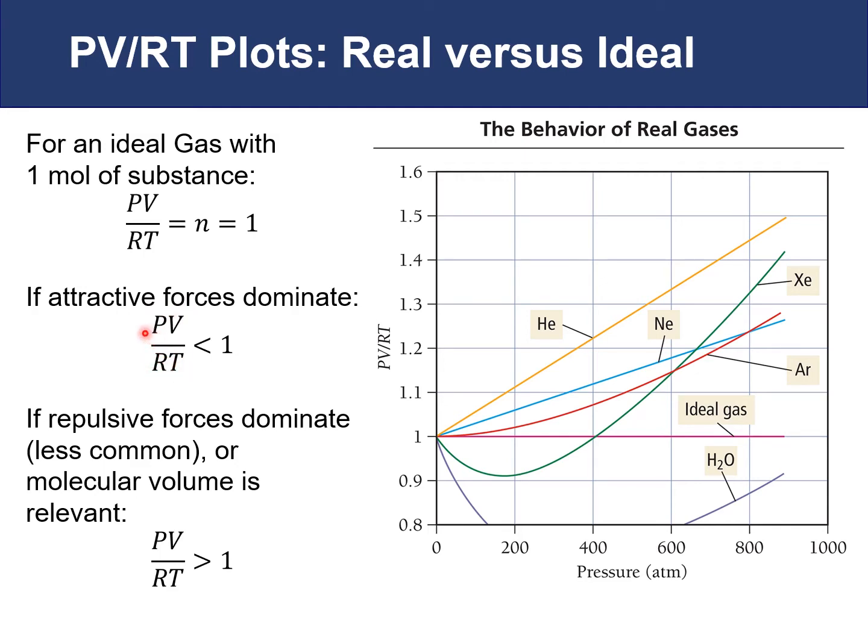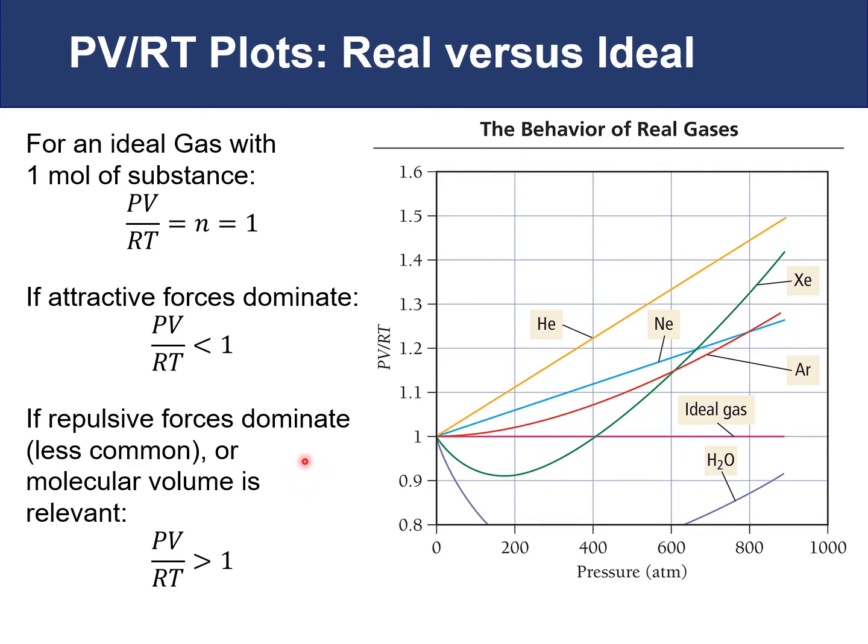So if there are attractive forces, that's decreasing the pressure below what it should be, making the top value less than the bottom value, which gives us a value less than 1. So if on this graph our values dip below 1, what that means is that we are attractive force dominated, right? You have attractive forces which are taking over, pulling the molecules towards the center.